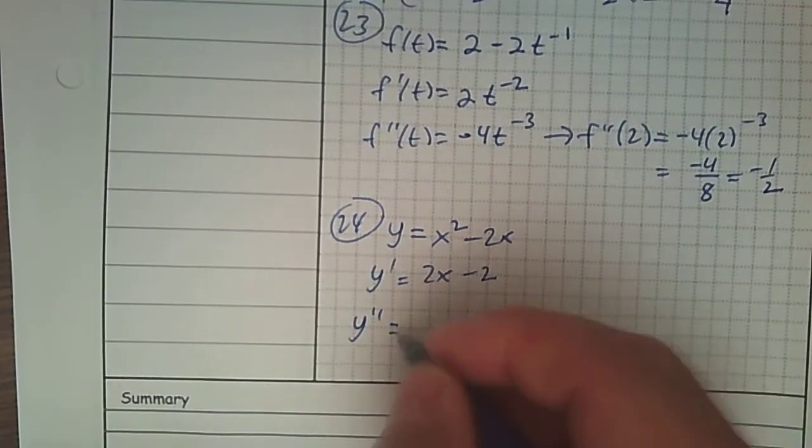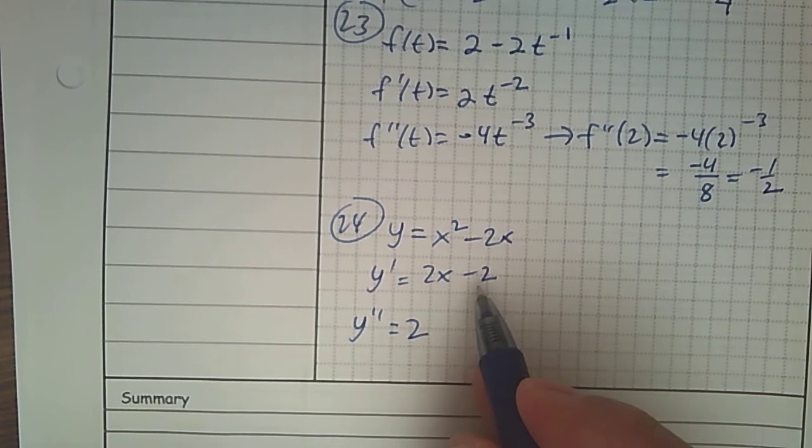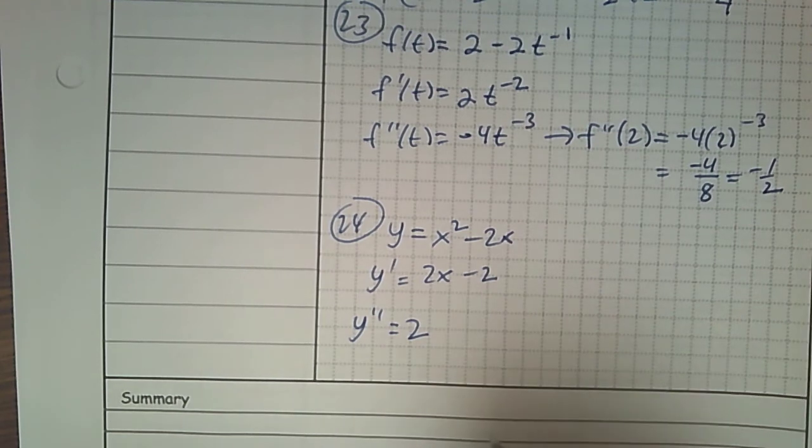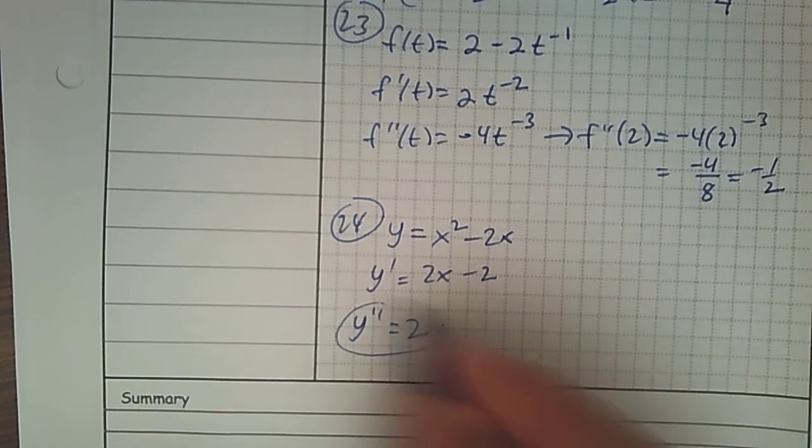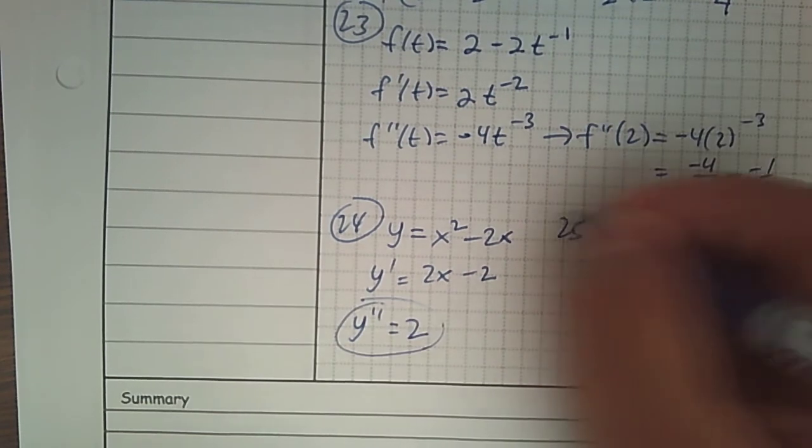The derivative of 2x is 2. The derivative of negative 2 is 0, so that's it. And then for this one, it wouldn't even matter what you substitute in because the second derivative is always 2. 25.